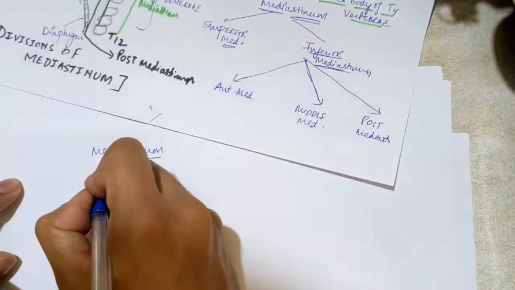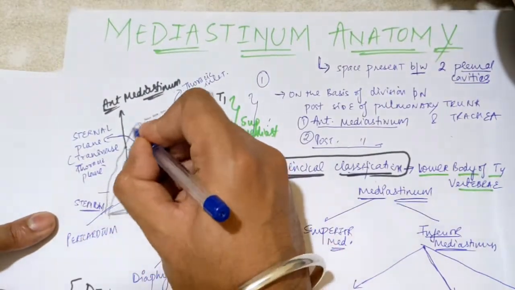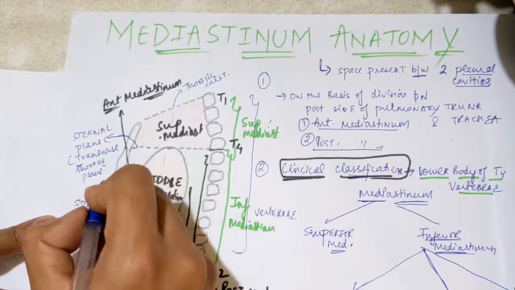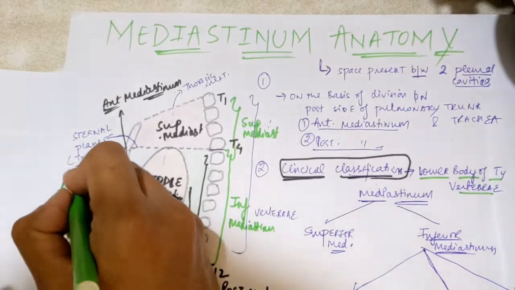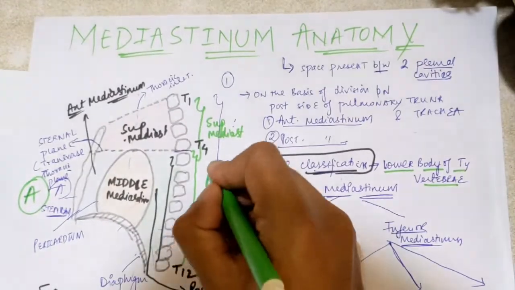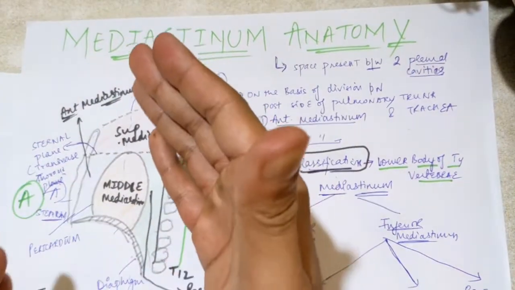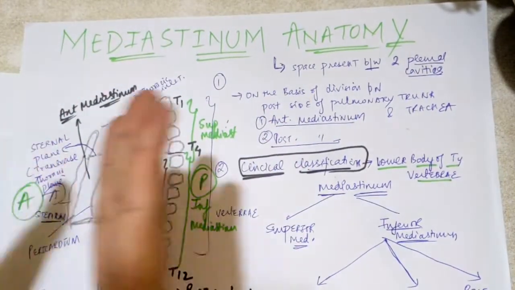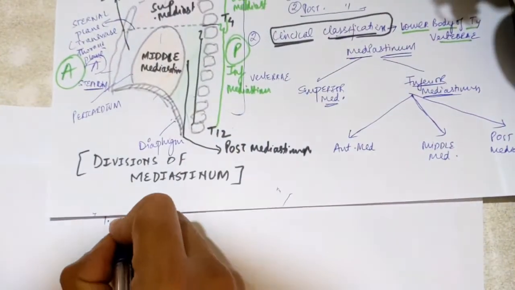So in this diagram, first of all, we will be talking about the anterior side. You can see this is your sternum. This is your anterior side, and this is your posterior side. A person is standing, and we are seeing that person in the lateral view. So this will be anterior side, this will be posterior side. Anteriorly, you can see this is the sternum.